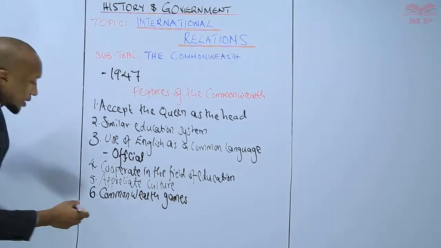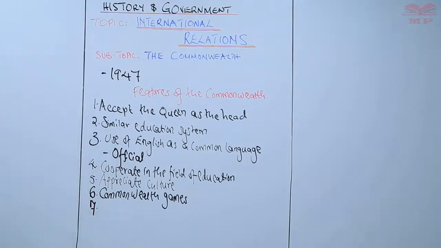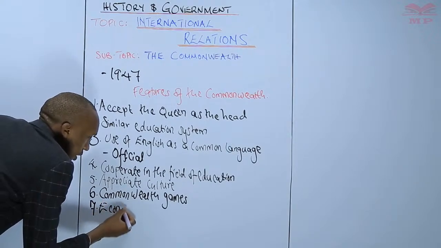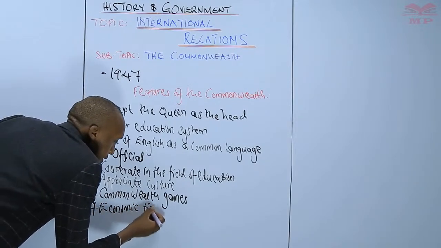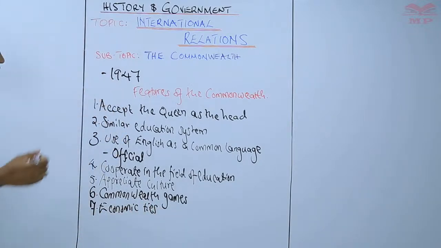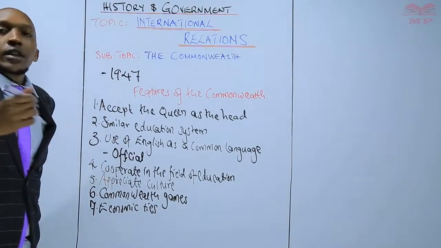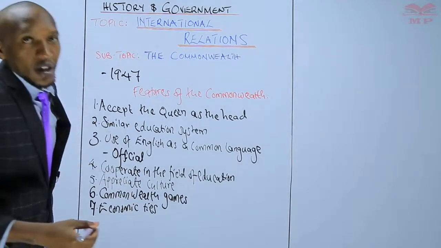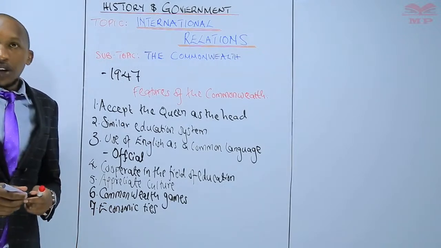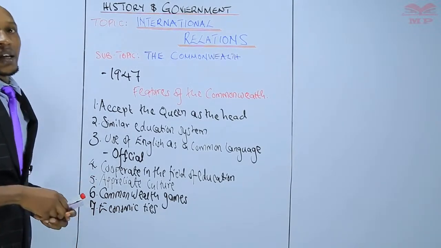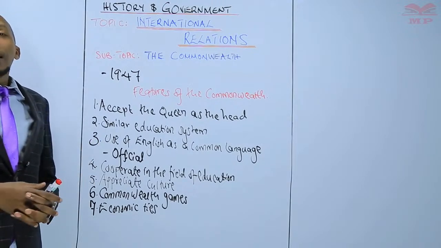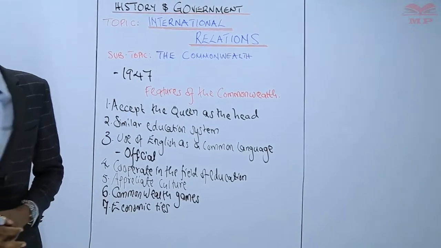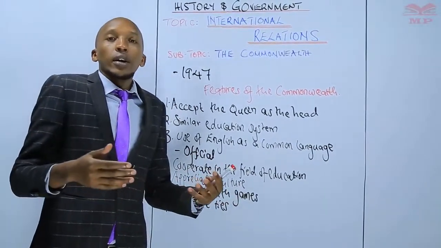And then number 7, or the next feature of the Commonwealth, they have economic ties. These countries help one another. The countries that have stronger economies, that have more developed economies, they help the poor nations. So in case there is a nation that is struggling, the more developed countries are able to come together and aid these poor nations.